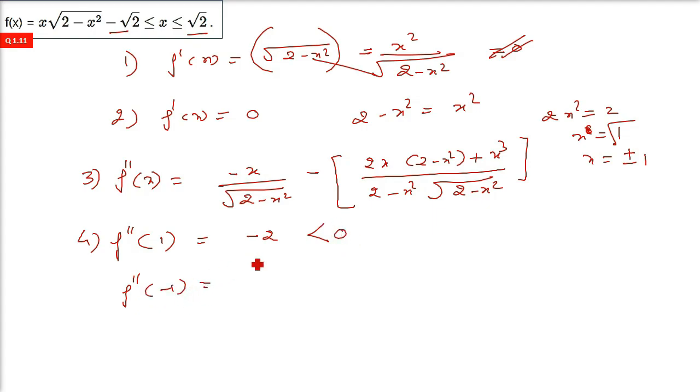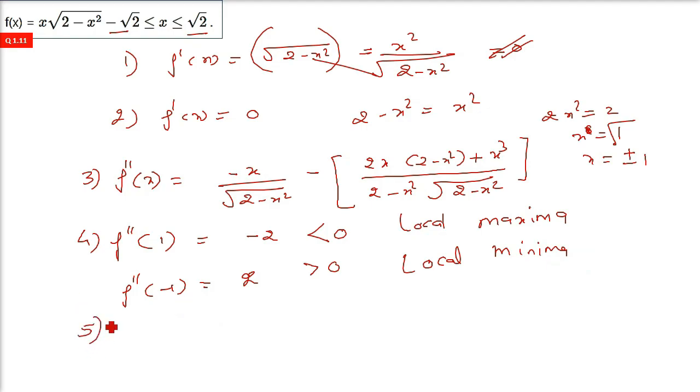F double dash 1 gives you negative 2, that is less than 0. F double dash or double prime negative 1 is 2, which is greater than 0. Negative 2 is local maxima. Negative always gives you a local maxima point, and positive will give you a local minima point. This is local maxima and local minima.